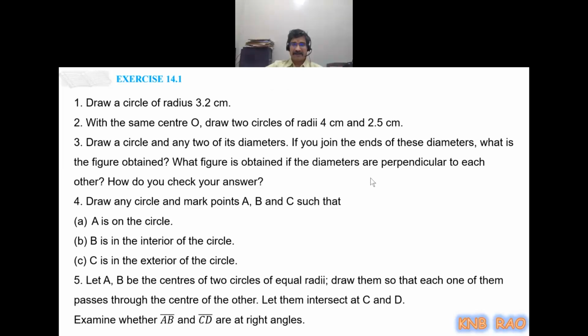We'll go for question number 4. Draw any circle and mark points A, B, and C such that A is on the circle, B is in the interior of the circle, and C is in the exterior of the circle. How can we do this?